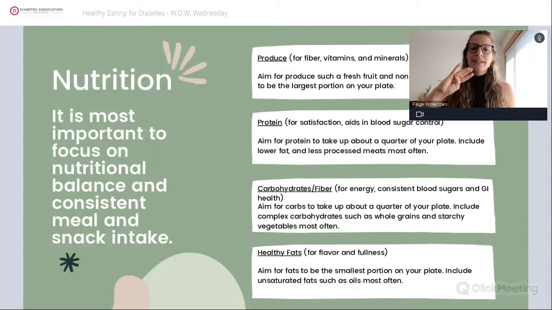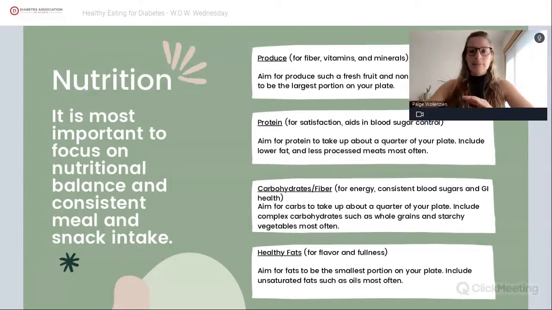And so these are the four categories of foods that I recommend including on your plate when we're talking about a nutritionally balanced meal. First up, we want to make sure we're having lots of produce on our plate. Produce can be fresh, frozen, or canned. Most people, especially living in the United States, are not getting as much produce and fiber as recommended. So produce provides that fiber. It also provides our diet with vitamins and minerals.